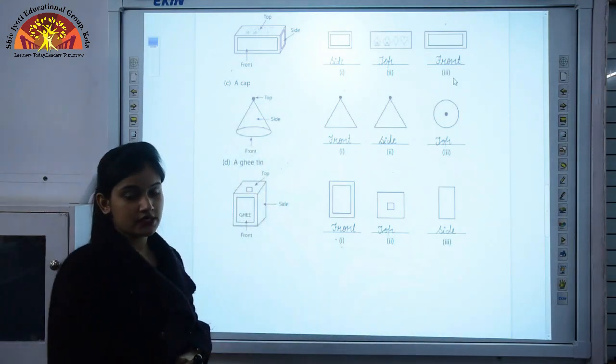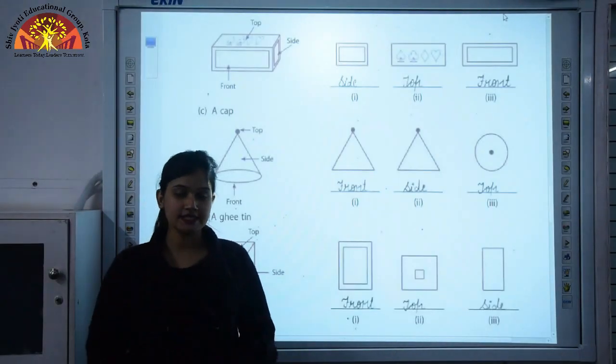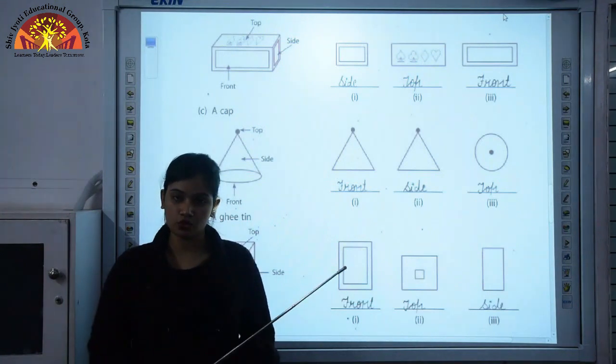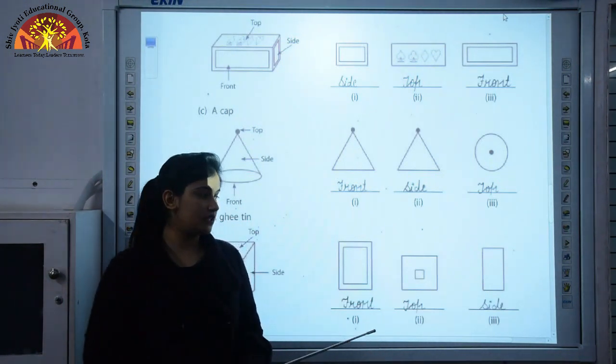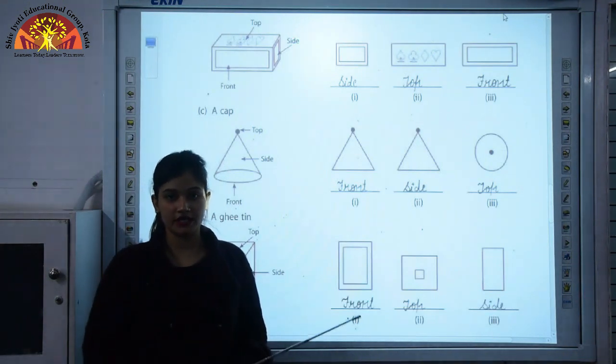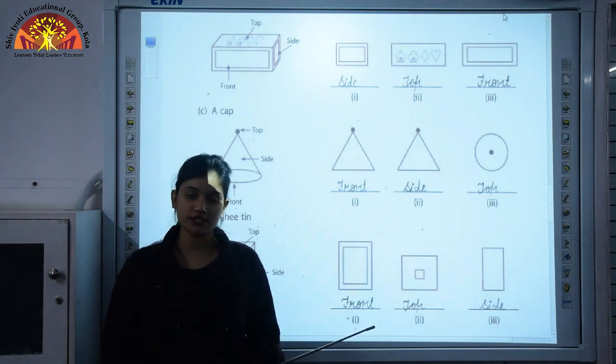Is it clear, students? So in this chapter we have seen some shapes that are open shapes, closed shapes, 2D shapes and 3D shapes, and we have seen a circle also, triangle, rectangle, etc. So I hope you understood this chapter well.